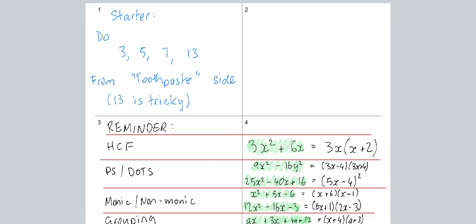By the way, the pattern for grouping is if there are 4 terms, that's when grouping might work. And don't forget, there's a default as well, which is maybe nothing works. Maybe it can't be factorized. Like, for example, x squared plus 1 cannot be factorized any more than it is. So there's always that as well, not factorized at all. So use these terms here that I've got on the board. So HCF, PS, or DOTS, monic, non-monic, or grouping, or none. It may be that some of them require more than one. So it might be HCF, then DOTS. So you need to think about it really carefully.